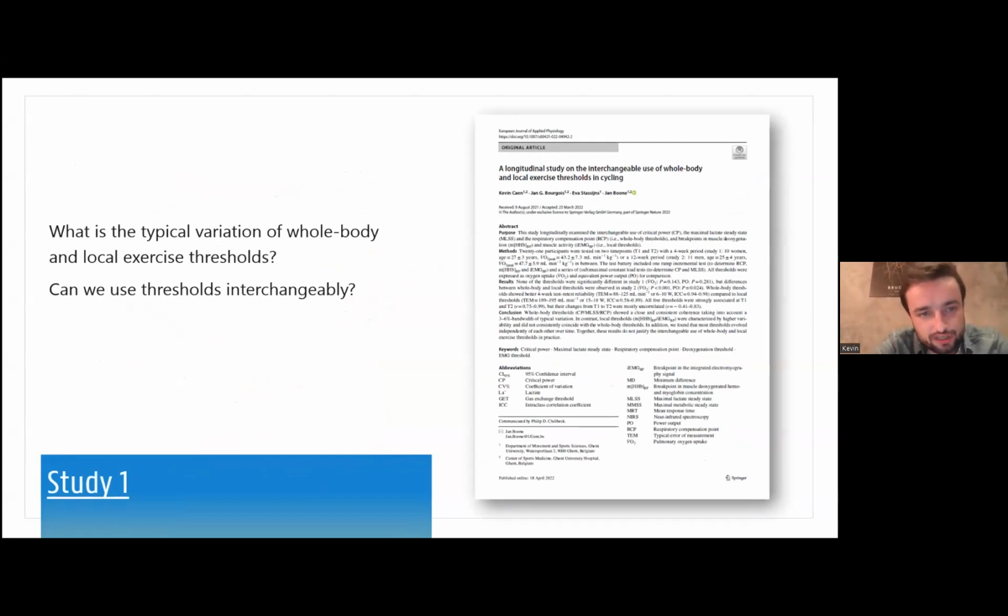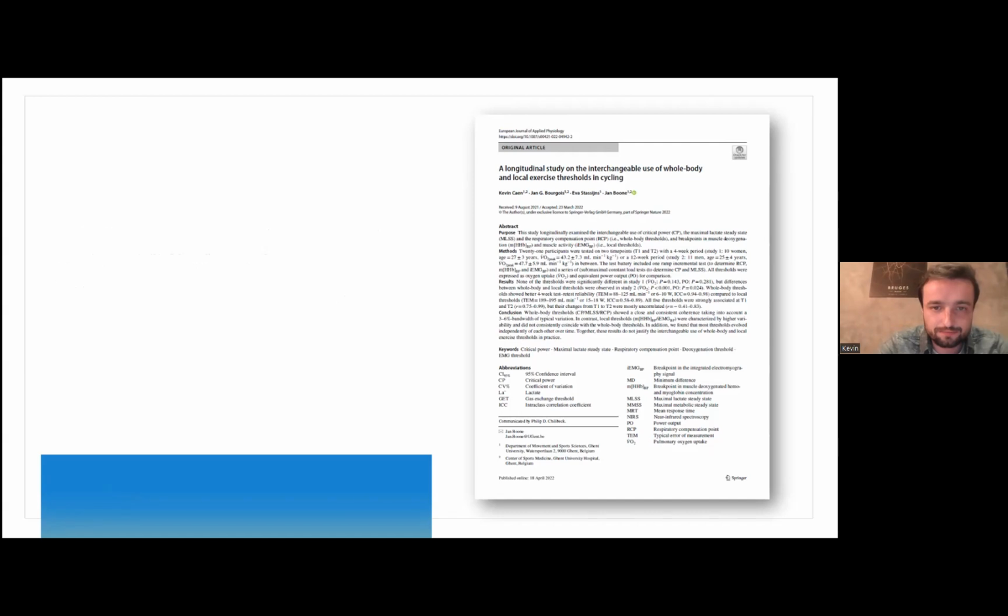And we had 2 main questions. We wanted to look at the typical variation of thresholds, so it's interesting for research and practice. If you use thresholds, what's the typical variation you can expect just from day-to-day variation, methodological variation? And of course, the main question: can you use them interchangeably?